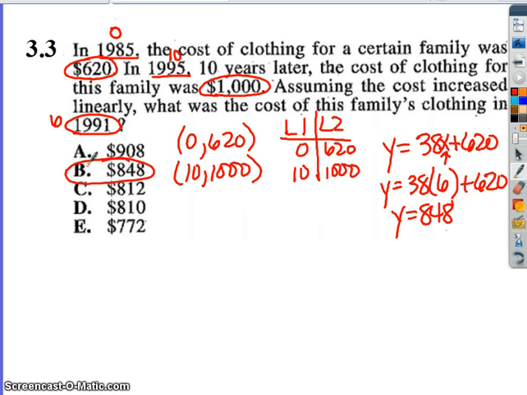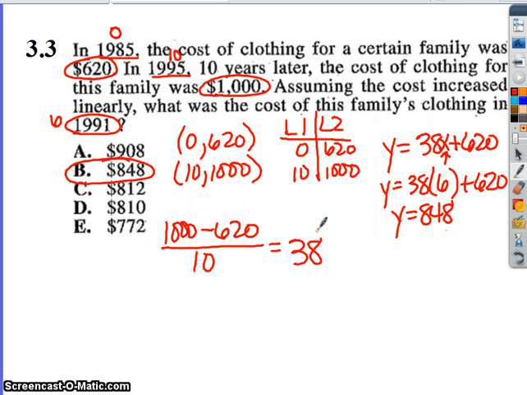If that year 1991 is between those 2 points, and if it's going up linearly, that means it goes up the same amount each year. So let's just do 1,000 minus 620 to get how much the money changed. And then when you get that, let's divide by 10 for the 10 years. And that gives you 38. That 38 means that every year the cost goes up $38, because this is how much it changed over 10 years.